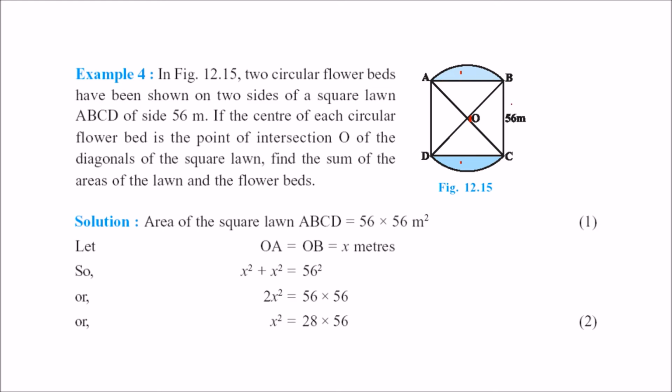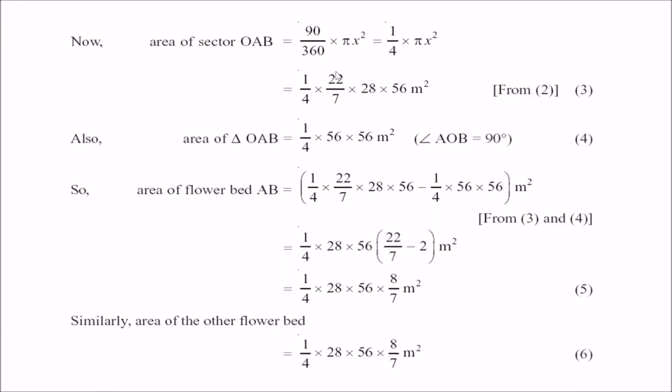So area of the lawn is what? This is square of side 56. 56 into 56 is the area of the lawn. Now let us consider this OA to be x and this also to be x. This is 90 degree because this is a square. So x square plus x square will be 56 square. So x square becomes 28 into 56. This you got.